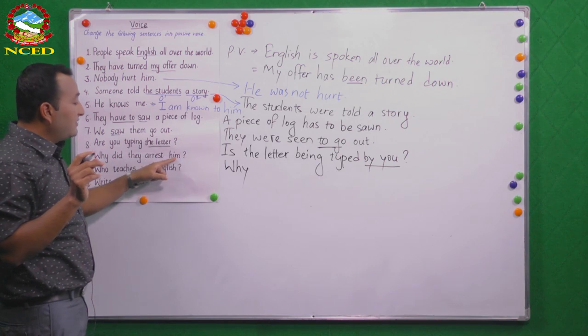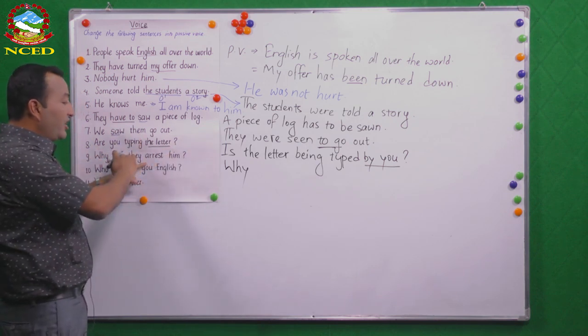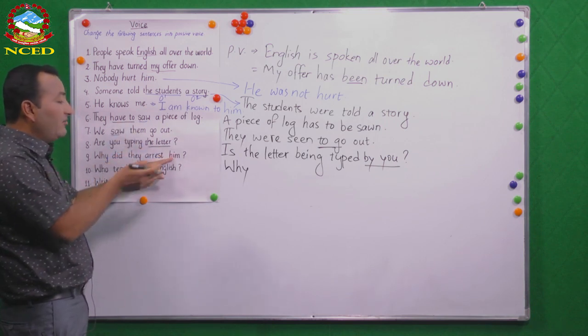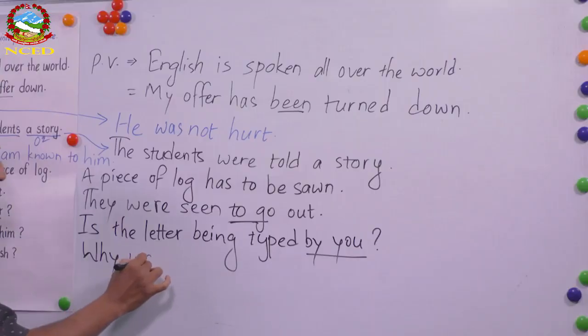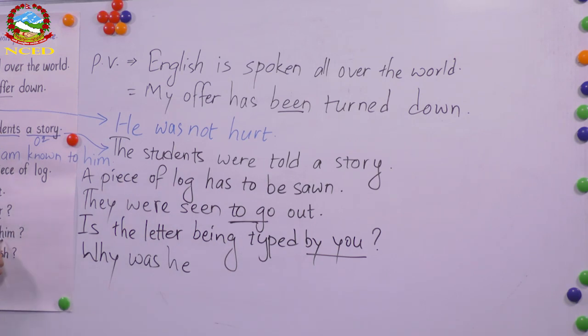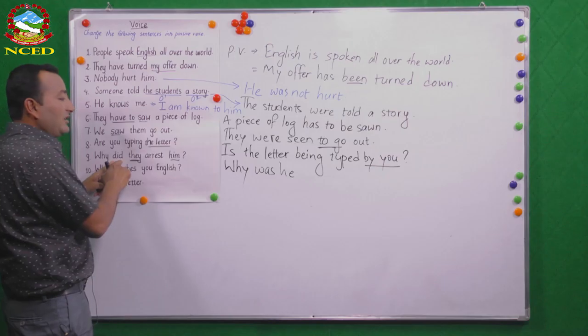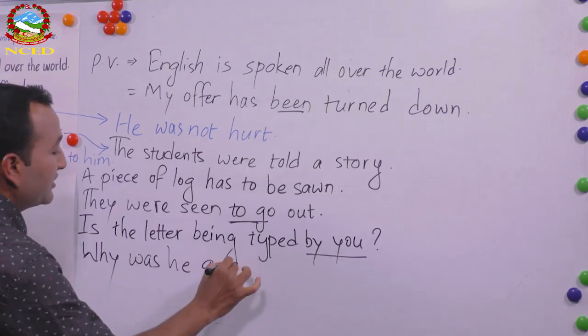So what is our object? "Him" is the object, and it is to be changed into the subject case "he." "Him" becomes "he." With "he" we write "was" or "were." "Was." This object is to be brought into the position of subject. Why was he? Why do we use "was"? Because it is past tense. Why was he? Now "arrest" becomes "arrested."